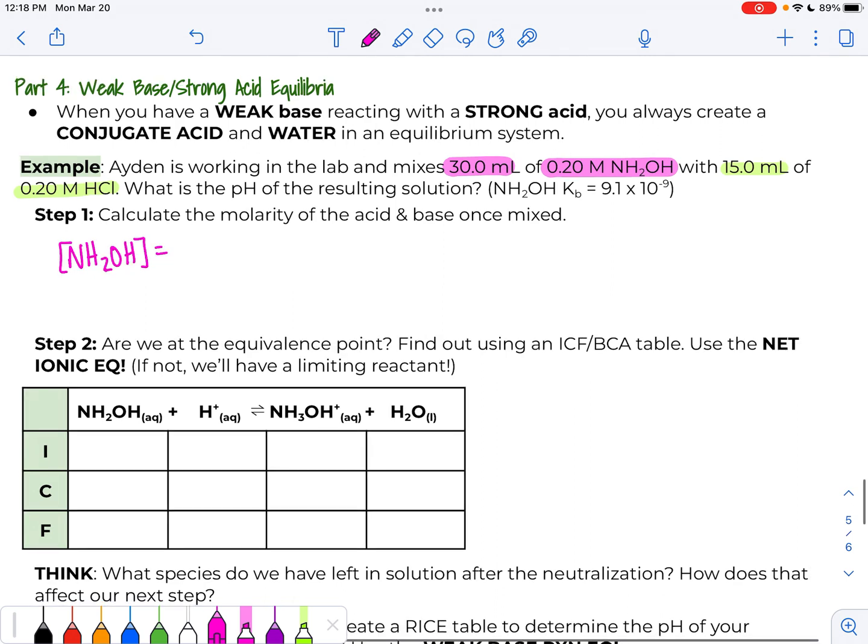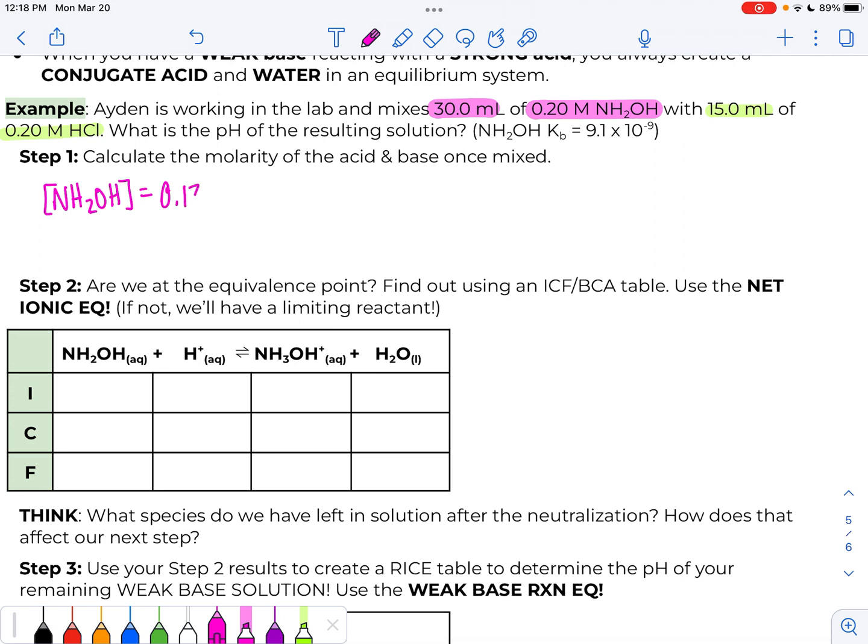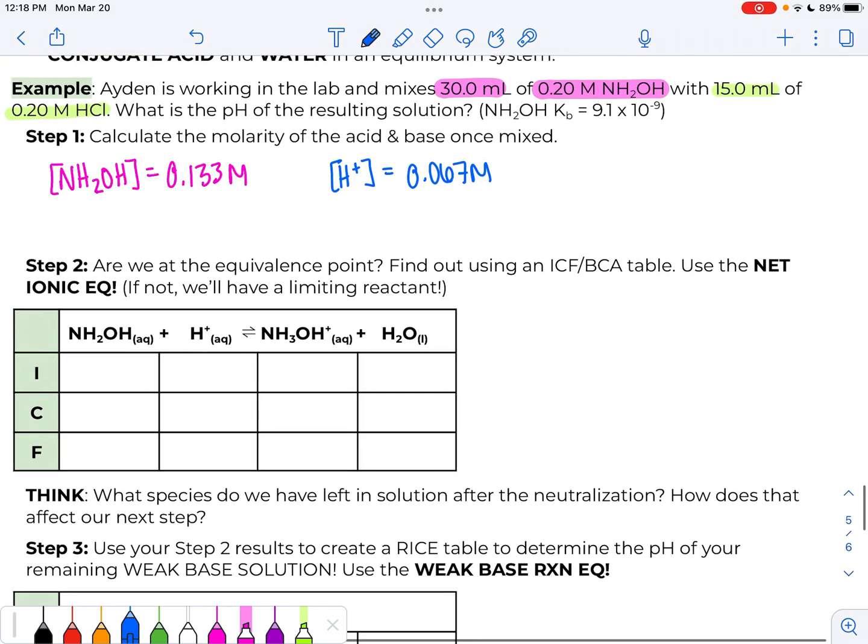All right, so the concentration of your base once mixed is going to end up at 0.133 molar. And the concentration of your acid once mixed is going to be 0.067 molar. Okay, so we're mixing these two things together. Let's figure out if we're at the equivalence point. So 0.133 molar for our base. For our acid, we have 0.067 molar.